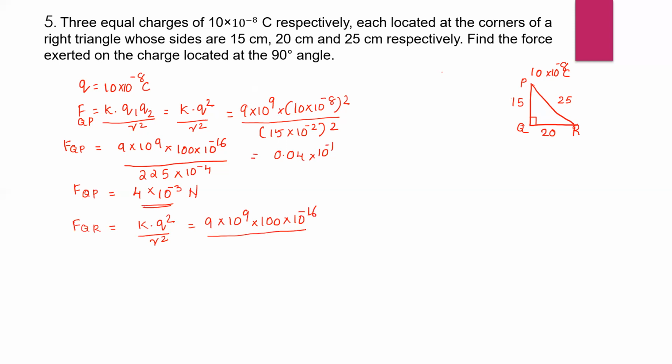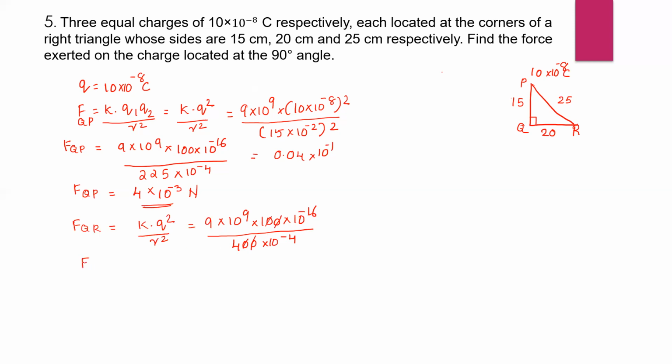Here the distance between Q and R is 20 centimeter. So 20 into 10 raised to minus 2 the whole square will come. 20 square is 400 into 10 raised to minus 4 will come. Okay, this 0, 0 we can cancel. 9 upon 4 into 10 raised to minus 3 will come.